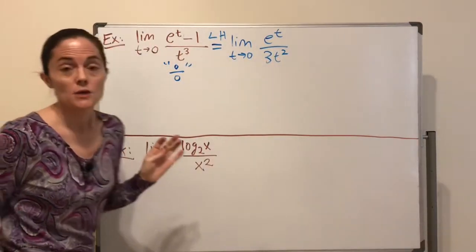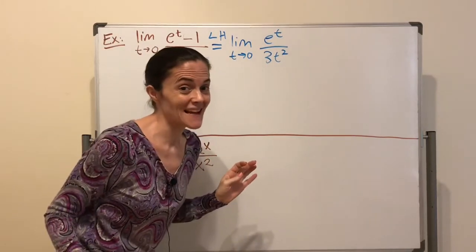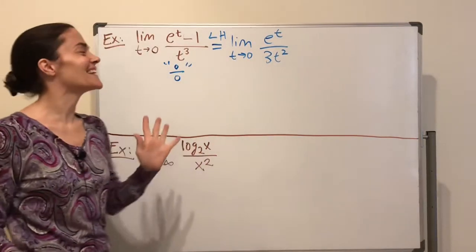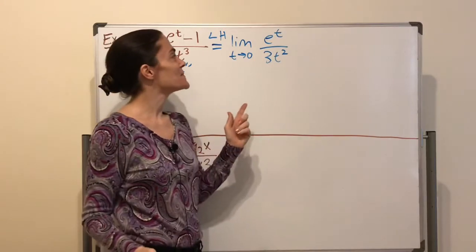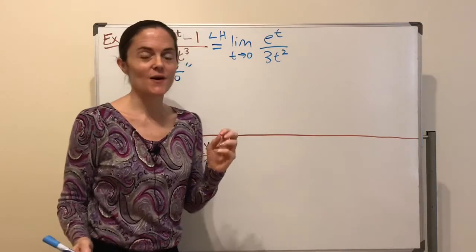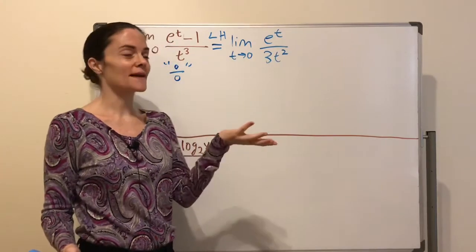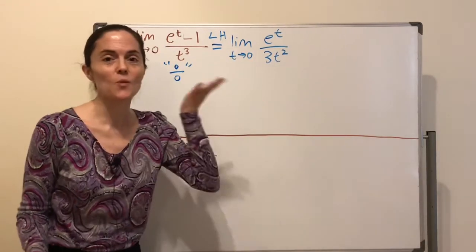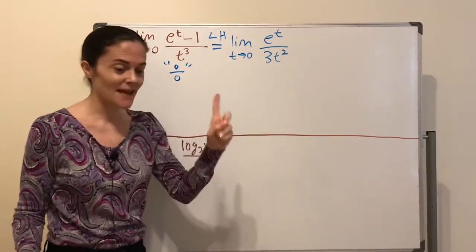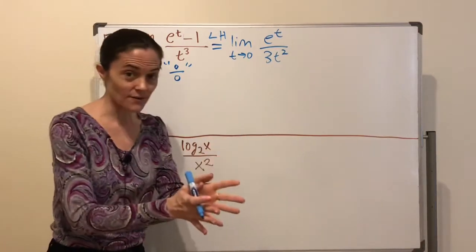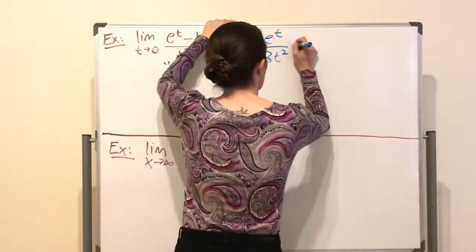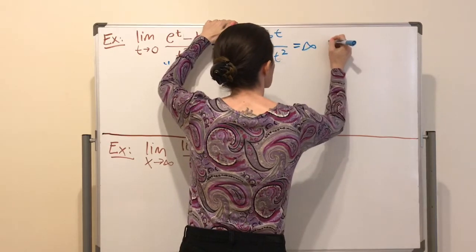Now, don't just immediately start using L'Hopital again, because what's happening here? Well, as you approach 0, e to the t approaches e to the 0, which is 1. So my numerator is approaching 1. My denominator is going to 0. This is approaching infinity, or does not exist.